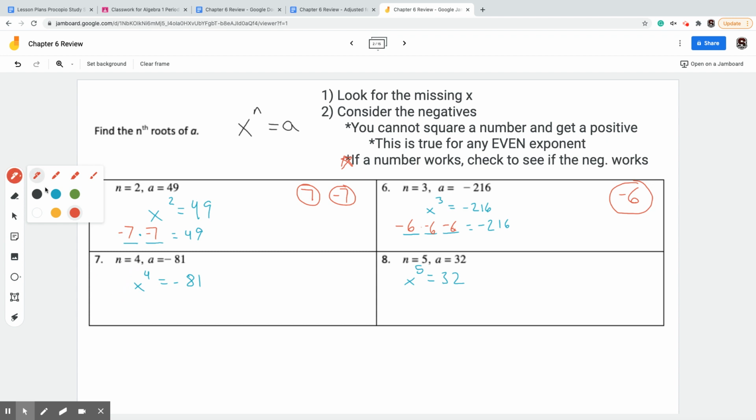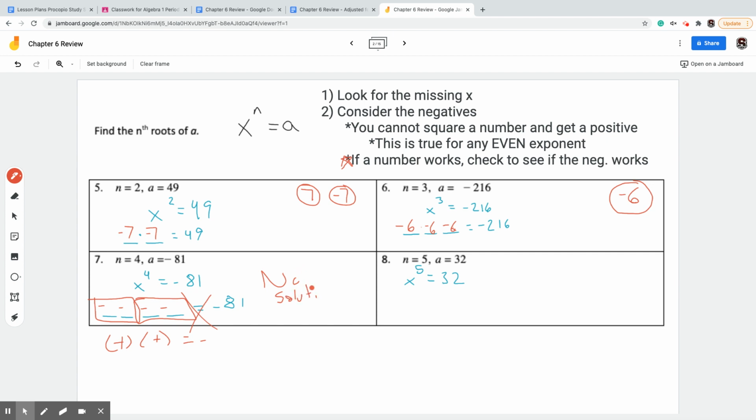Number 7 is saying multiplied 4 times would give me -81. So let's consider the negative. Well, in order to get a negative, I need to be working with negatives. And let's think about this. These two, a negative times a negative, would give me a positive. And these two, a negative times a negative, would give me a positive. Would that give me the negative that I need? No, this doesn't work. So we would say no solution, or no real solution, as you may see other textbooks use.